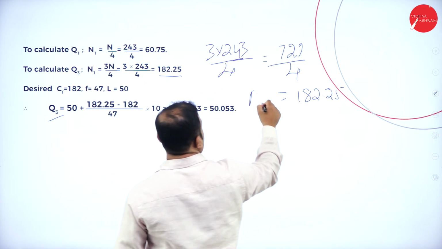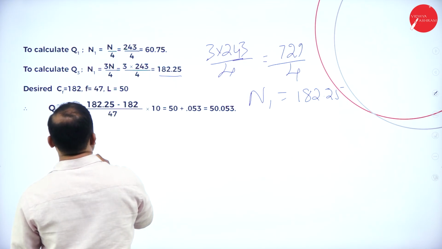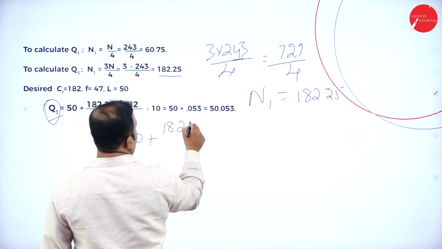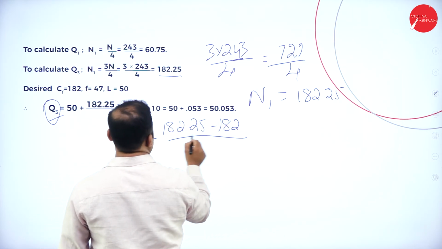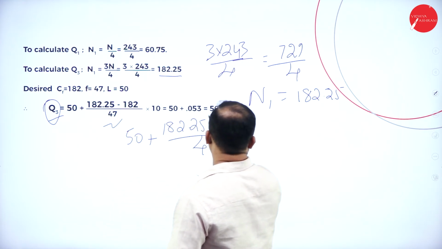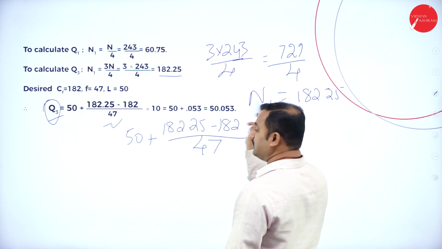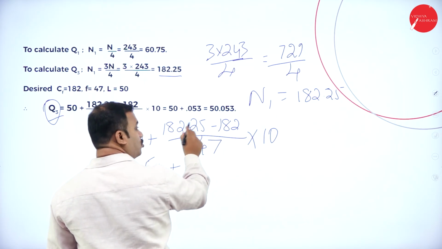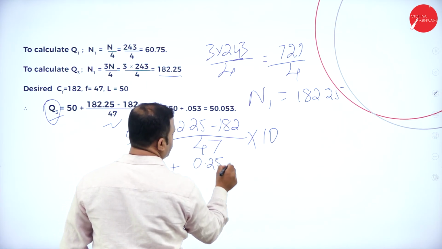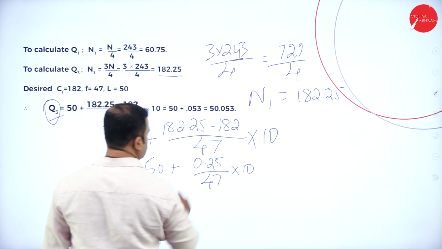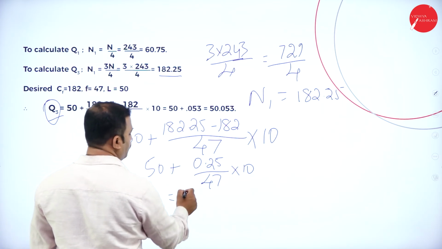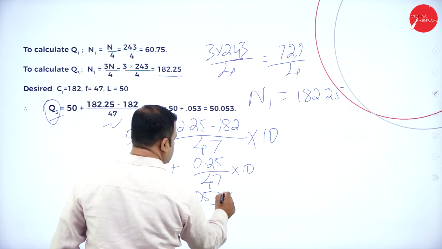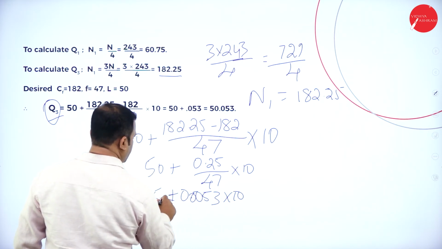Let me substitute the value of N1 into the formula, that is Q3. Q3 is equal to 50 plus 182.25 minus 182 divided by 47, that is the frequency. Then that has to be multiplied by the interval size, that is 10. That is 50 plus 0.25 divided by 47 into 10, that is equal to 0.0053. That has to be multiplied by 10 plus 50, which is equal to what?